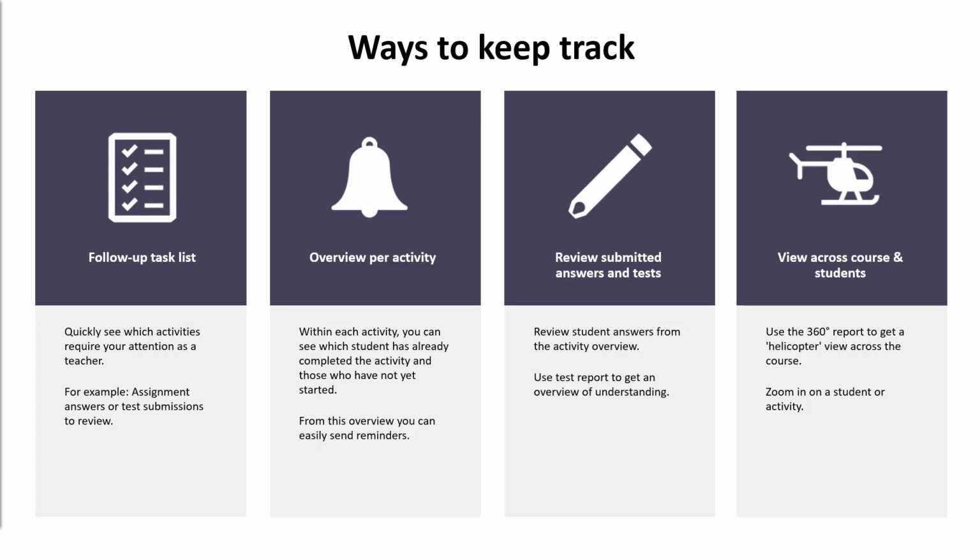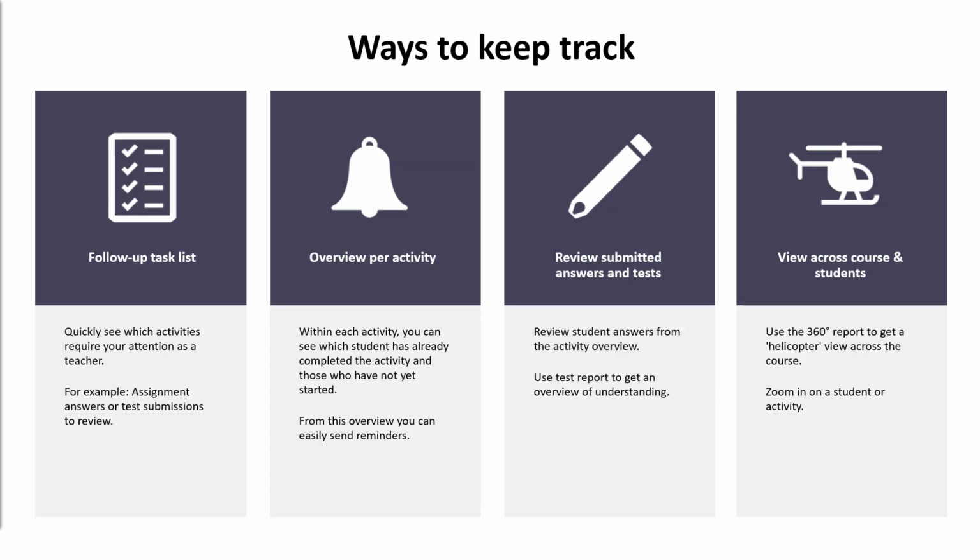The other one, the overview per activity. In the task tool, in the assignment tool, in the test tool, you can easily see which students have completed that activity, maybe which have the activity in progress, and which still haven't started yet. In addition to that overview, you can also easily send reminders to them. I'll show you that in a bit in a video. But also within the tools, you can review answers on assignments and the submitted test questions of a student.